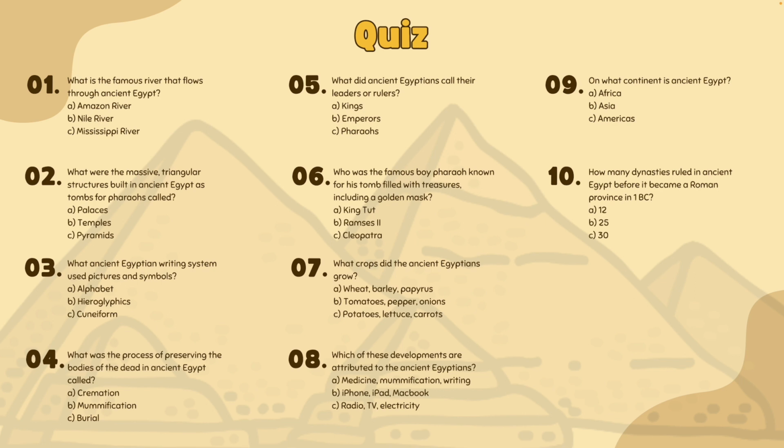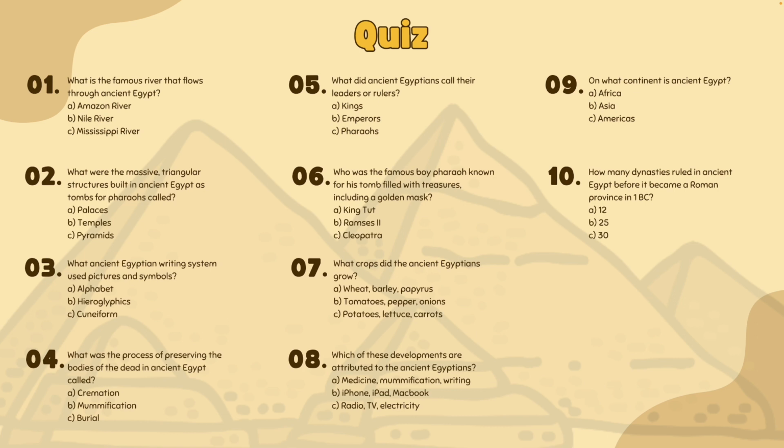So it's quiz time. Question 1. What is the famous river that flows through ancient Egypt? A. Amazon River. B. Nile River. C. Mississippi River. Question 2. What were the massive triangular structures built in ancient Egypt as tombs for pharaohs called? A. Palaces. B. Temples. C. Pyramids.